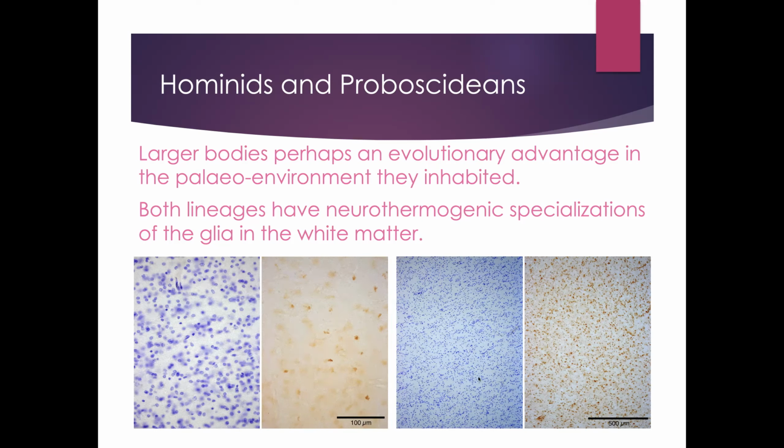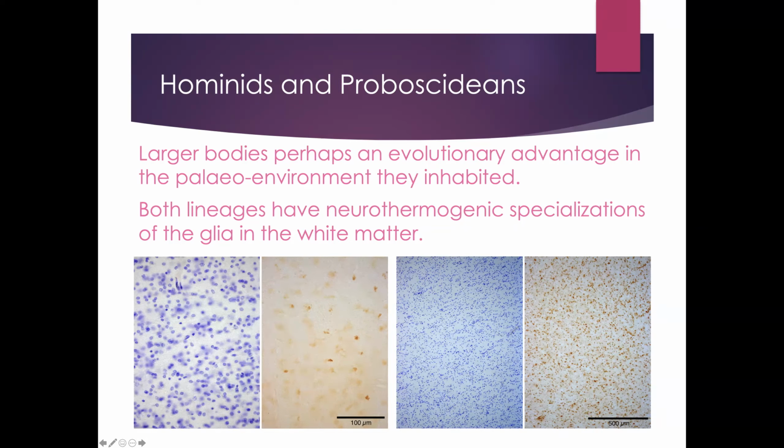Here's a slightly lower magnification image of the white matter stained for Nissl in the elephant. And here we have it stained for uncoupling protein 3 again. And we have about 60% of the glia immunopositive for uncoupling protein. So we have, again, neurothermogenic specializations.